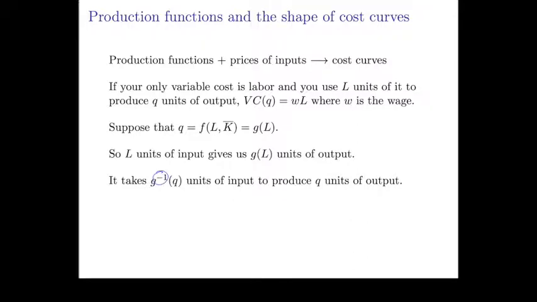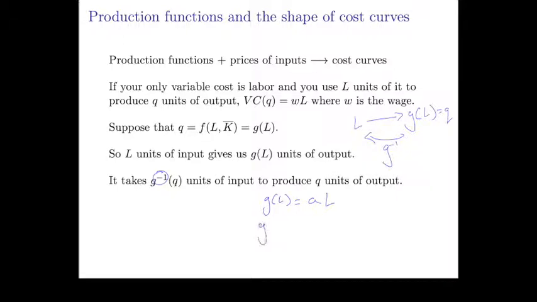If you are familiar with the idea of an inverse of a function, it gives you the reverse relationship. L units of labor give you G of L units of output. And so if you want the reverse relationship, you're going to use the inverse function. As an example, suppose G of L was some number A times L. So if you use L units of labor, you get A times L quantity as output.